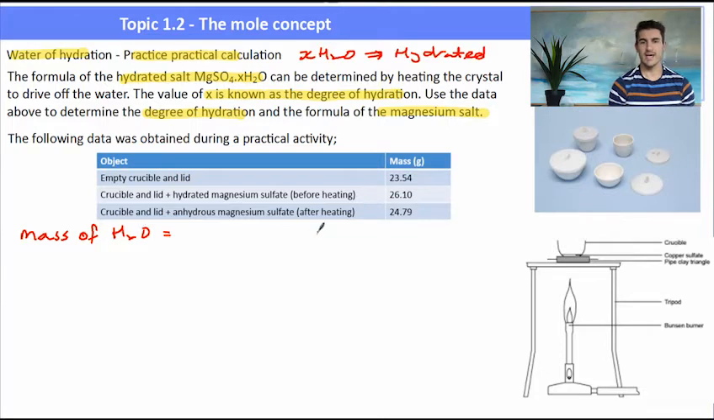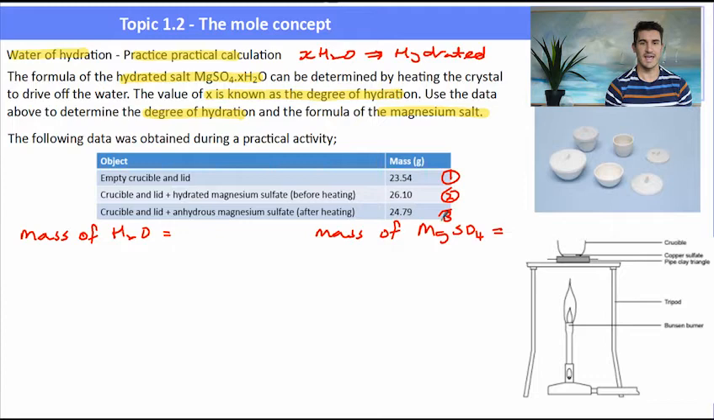So what we need to work out is how much water was lost from the salt. And then we also need to work out what the mass of the salt was at the end, because we've driven off the water, so we've got some water lost, and then we need to work out how much salt was left over. So to work out the mass of water, we do number 3 take away number 2, the amount after it was heated and the amount before we heated it.